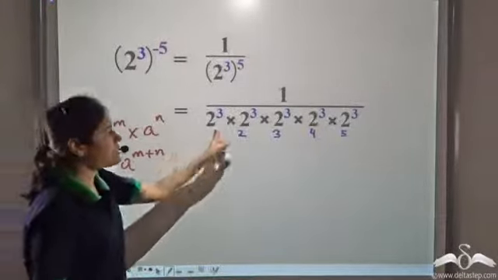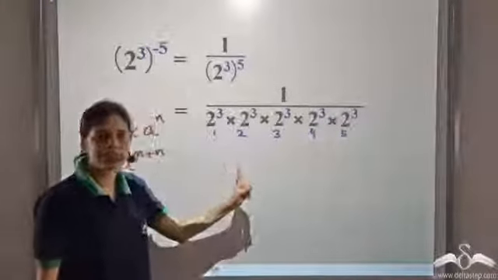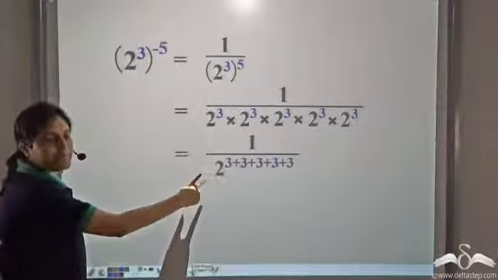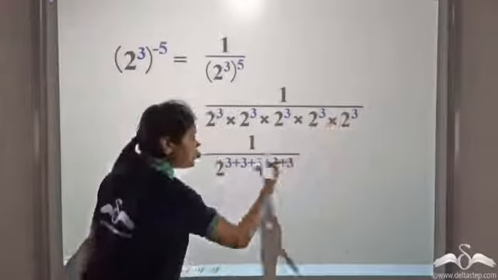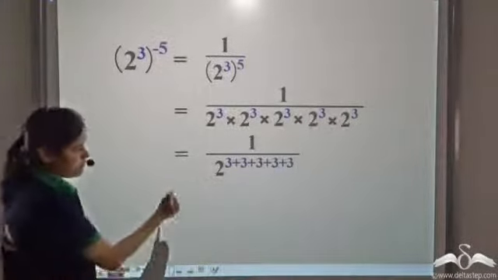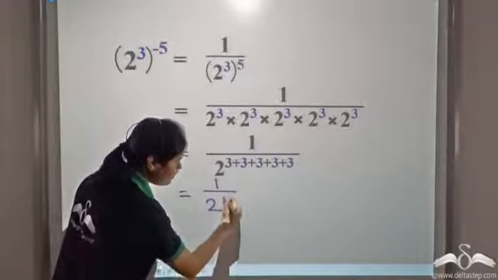So we can apply this law here because the base is the same, that is 2 in all cases. This gives us 1 divided by 2 to the power 3 plus 3 plus 3 plus 3 plus 3, 3 added 5 times. This is equal to 1 divided by 2 to the power 15.